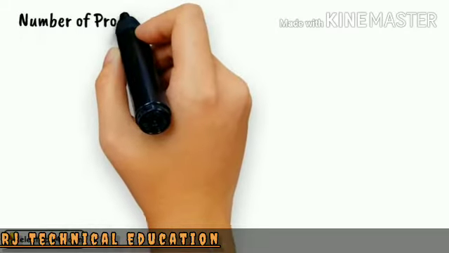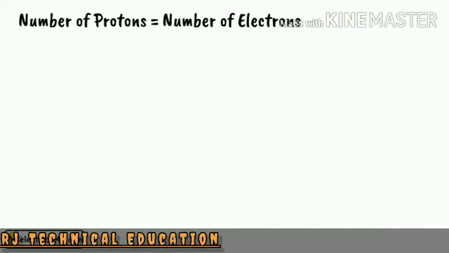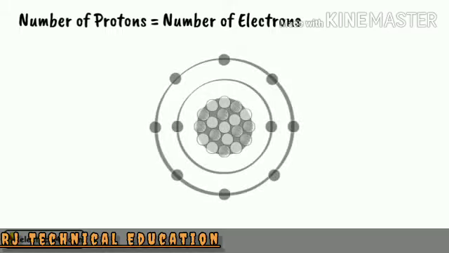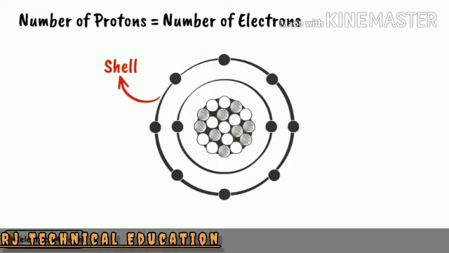If an atom has the same number of protons and electrons, the atom is electrically neutral, as the negative charge of electrons neutralizes the positive charge of protons. The electrons revolve around the nucleus in shells. The shells are also called orbits.